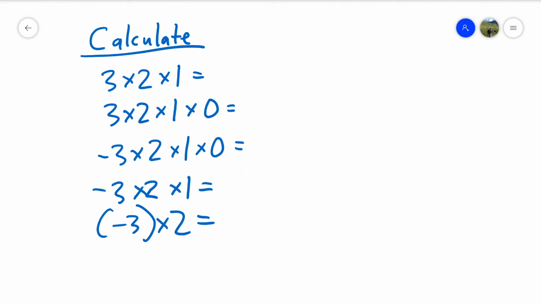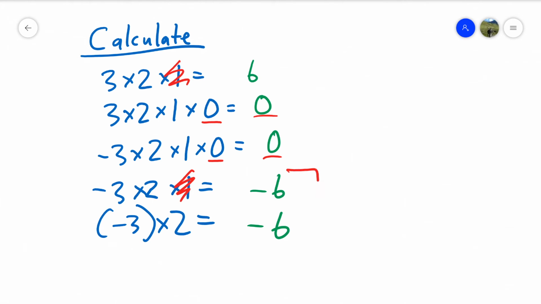There are some variations on a theme here. Have a go in your own time. And the answers are 6, 0, 0, minus 6, minus 6. Remember, it doesn't matter what's coming before. If you then times it by 0, it's just going to be 0. The 1's irrelevant, which is why these last two are the same, because times 1 doesn't change anything. Also, notice the brackets don't really make any difference in this case, because nothing special is happening afterwards.